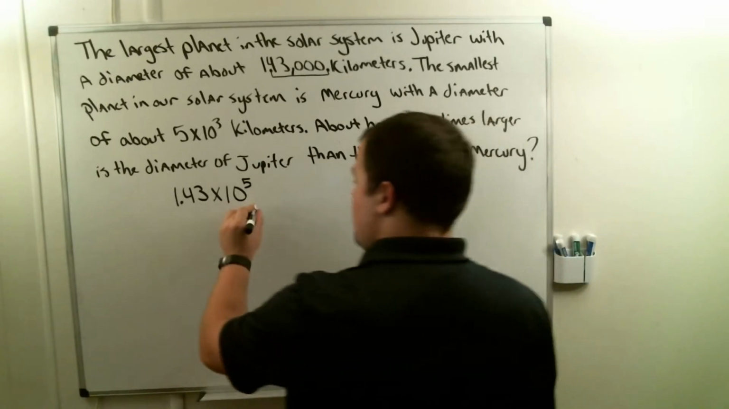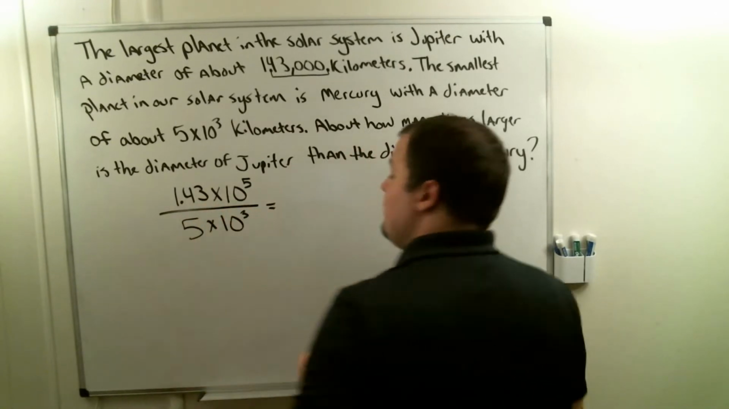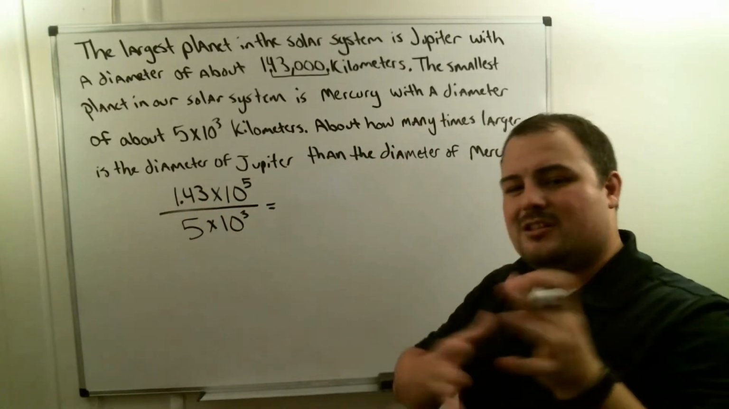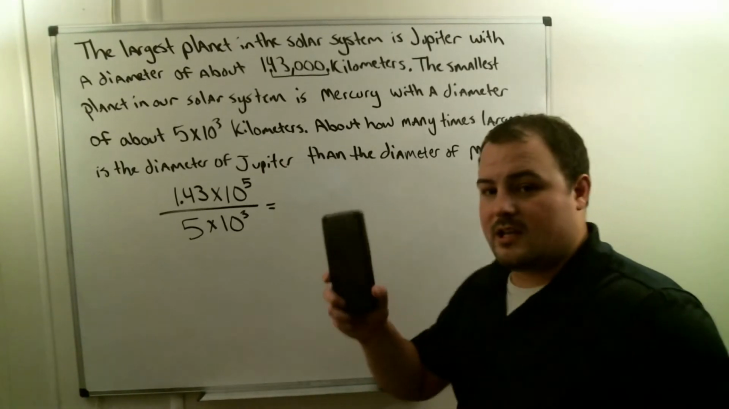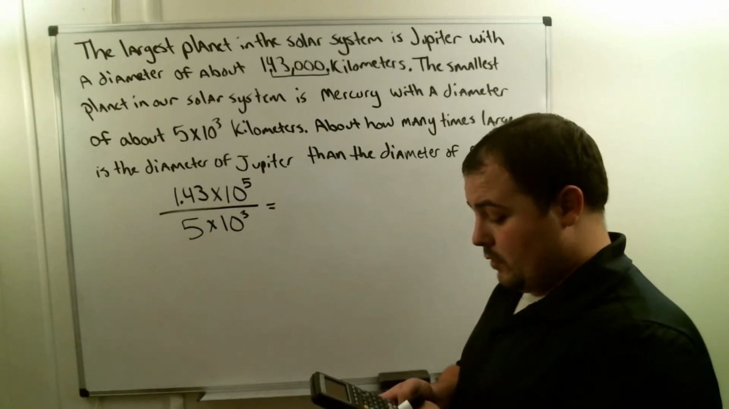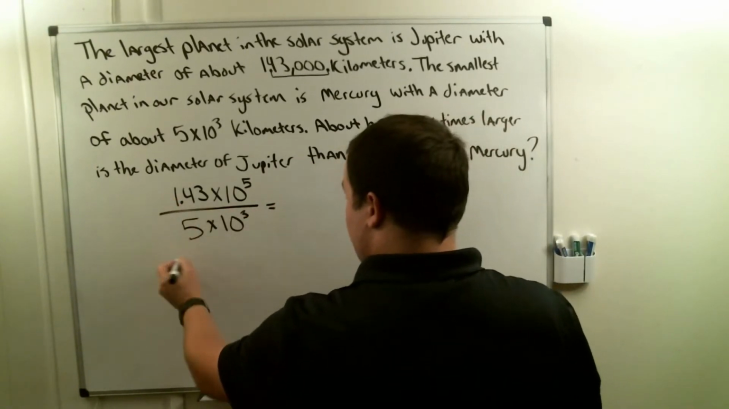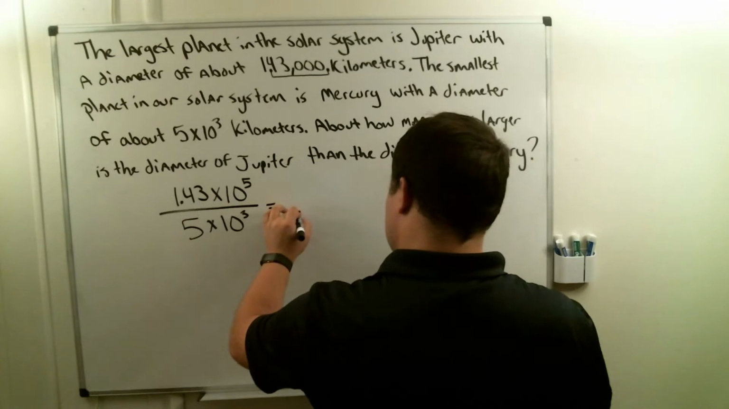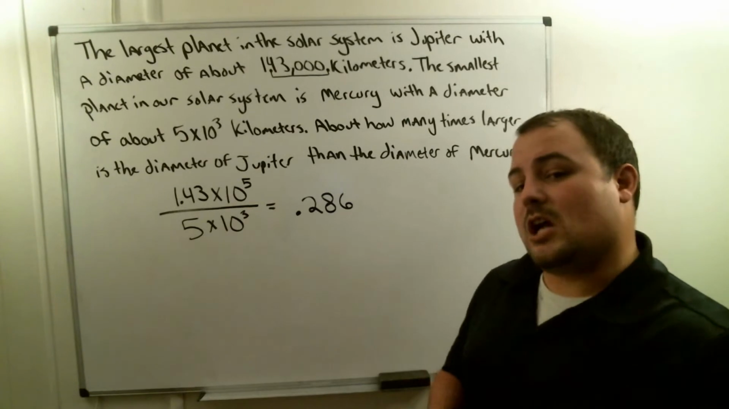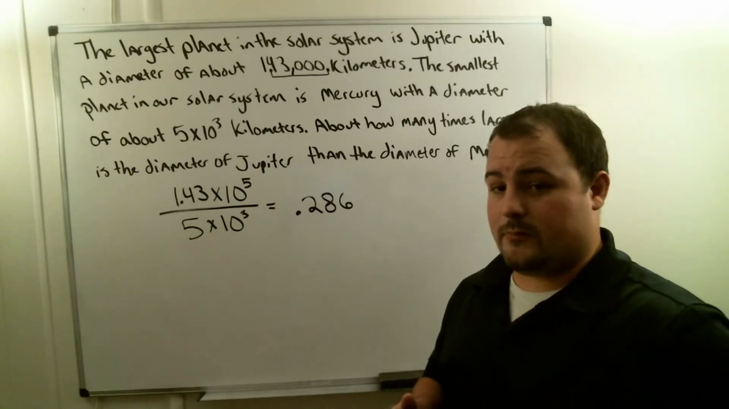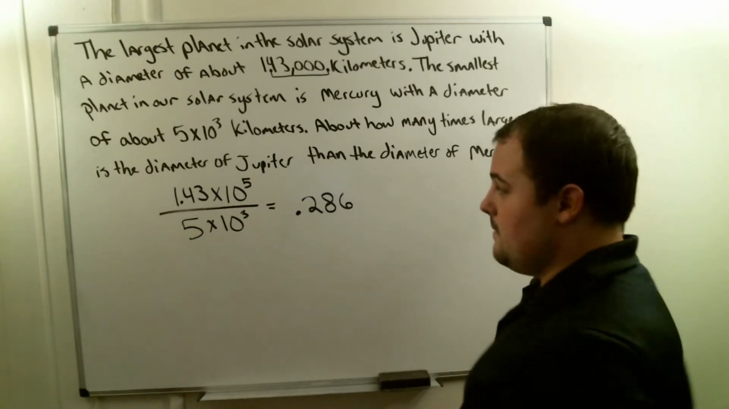We're going to divide that by 5 times 10 to the 3rd power to figure out how many times larger the difference is between those two. So I'm going to grab my calculator. Okay, I got my calculator. We have 1.43 divided by 5, because we take numbers divided by numbers. When we take 1.43 divided by 5, we get 0.286. Now think about that number. Is that number between 1 and 10? It's not between 1 and 10. That means we're actually going to change that in a second. But first, let's finish this out.